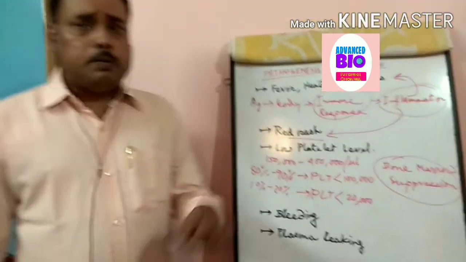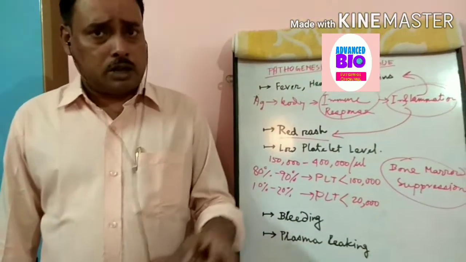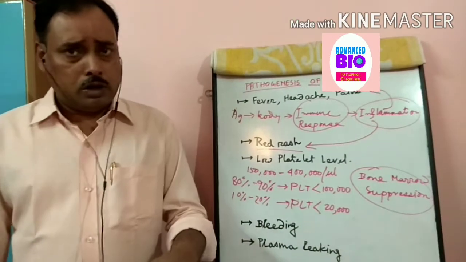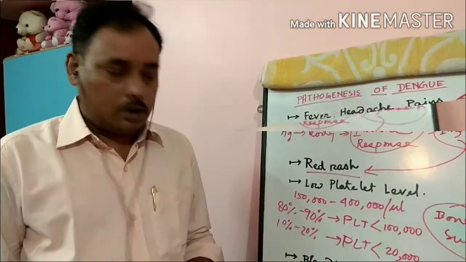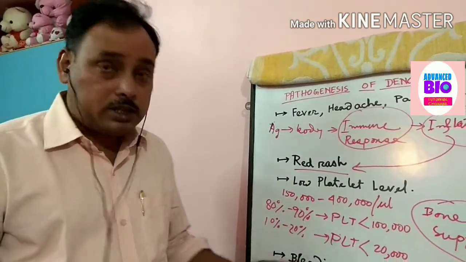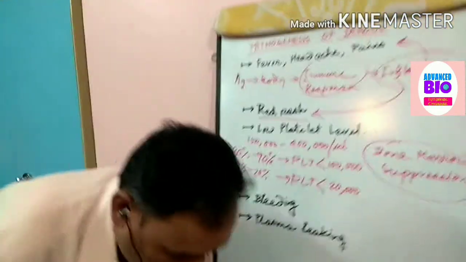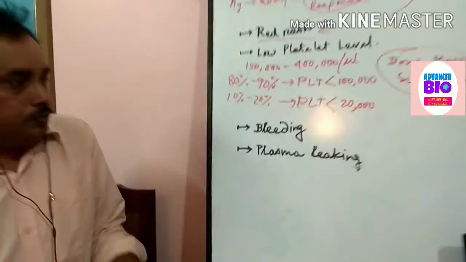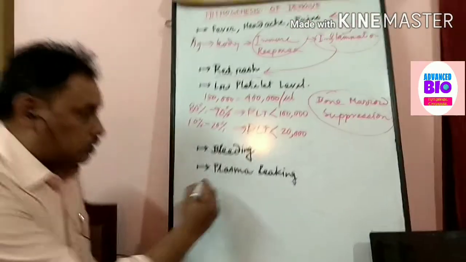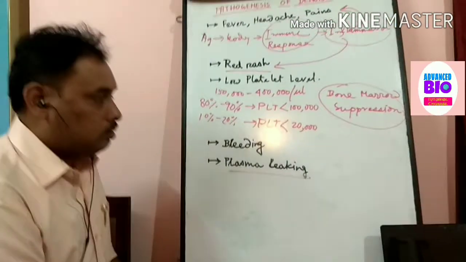Now, bleeding. Here I will not discuss this bleeding. I'll discuss it in my another video, DHF, that means dengue hemorrhagic fever. There I'll discuss about the bleeding. Now come to the last point, that is plasma leaking. Now see, this is the plasma leaking.